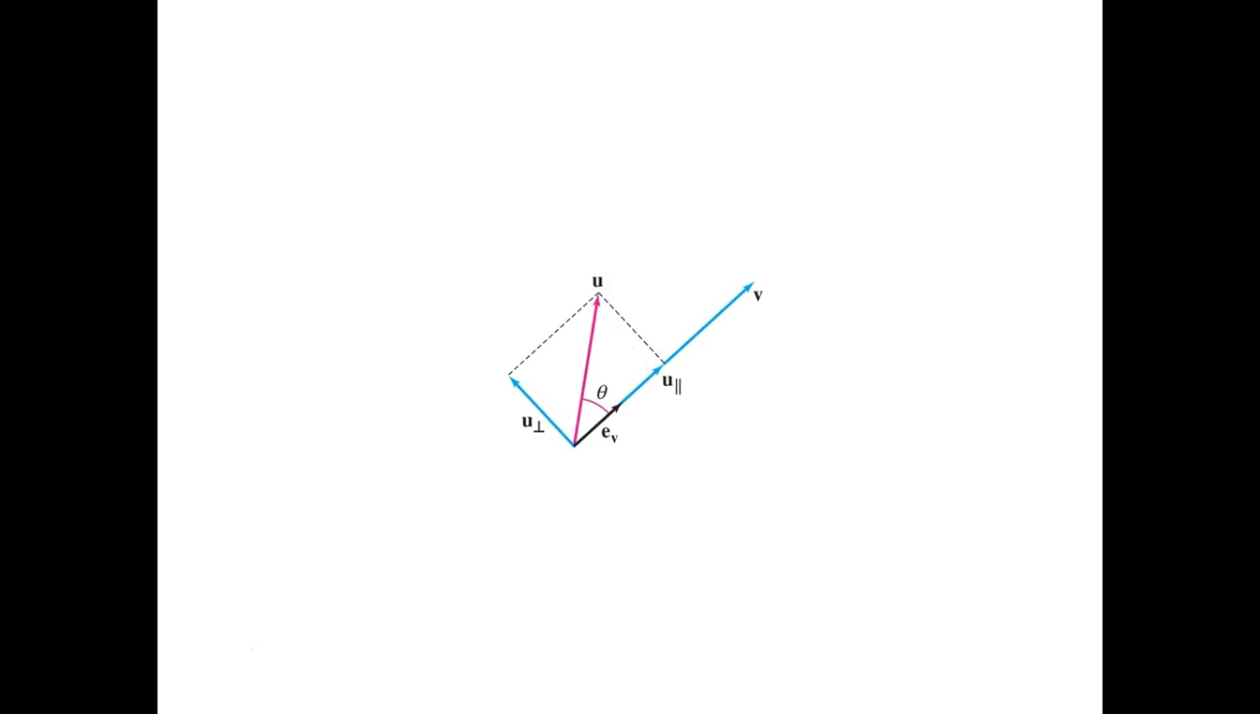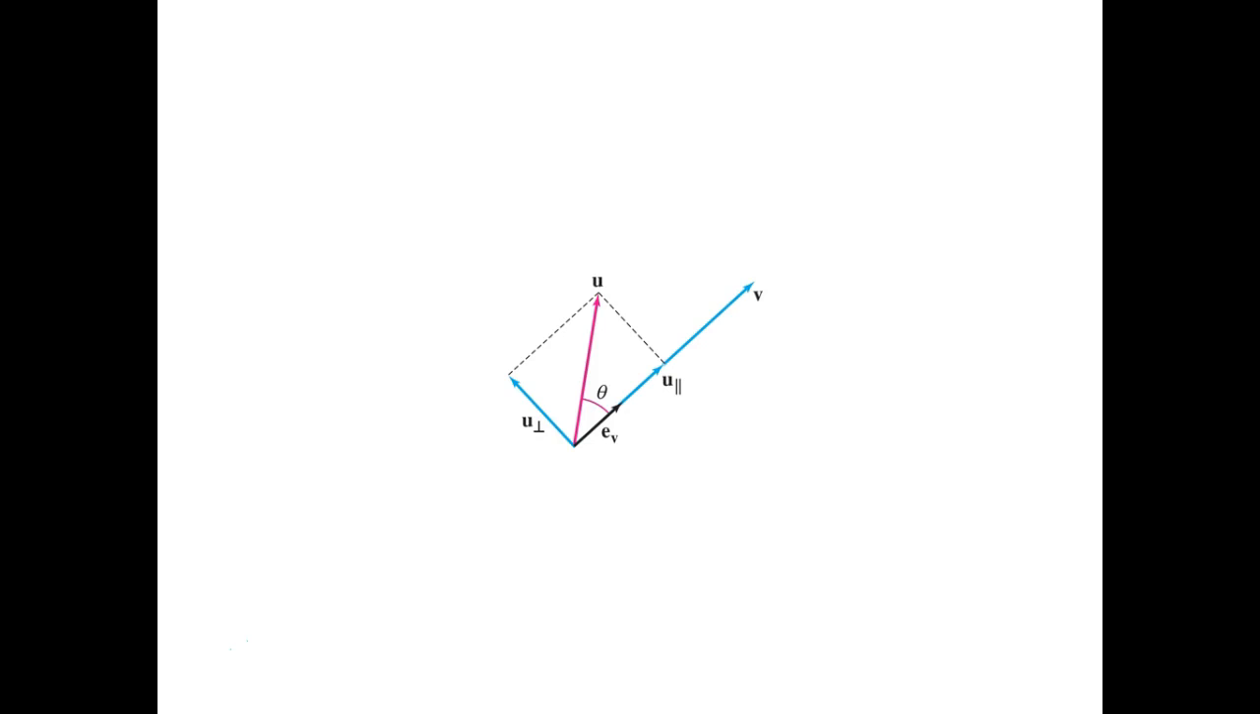Okay. This is what I was talking about before. This is why they're called U parallel, the parallel lines there. The projection of U onto V, that's called U parallel, is what I like to call that. And U perpendicular would be the component of U that's perpendicular to V. Okay?